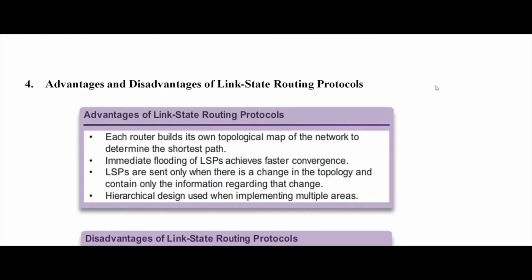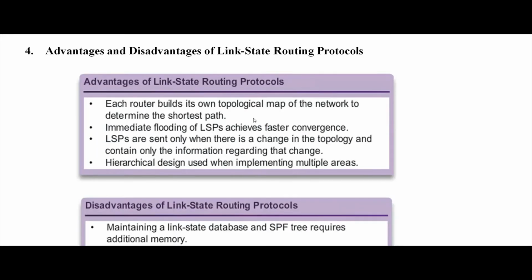You can see the next topic: advantages and disadvantages of link state routing protocol. If you go for the advantages, each router builds its own topology map. So every router is going to have its own topology. This is what we discussed. Everybody is going to receive the LSPs, link state packets, from others. They are going to make it a database. Using the database, they are going to create the SPF, the shortest path tree.